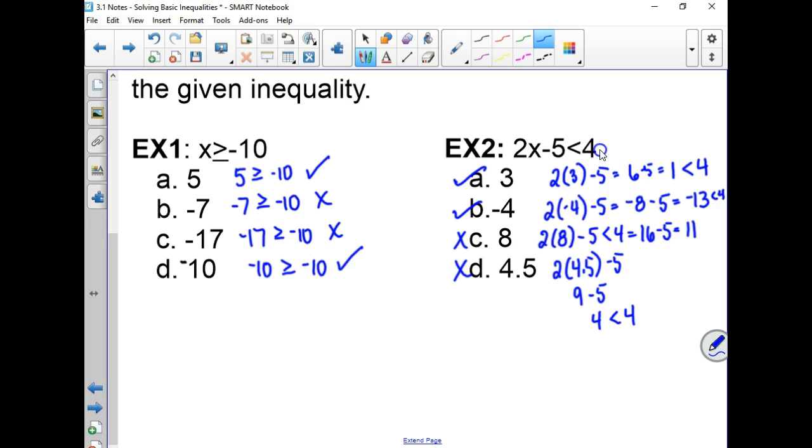So out of the 4 possible solutions here, A and B are the only ones that are actually answers to this inequality. Now, of course, there are lots of other numbers that also work here. If we plug in 1, 1 is going to be a solution. This doesn't mean these are the only ones, but 3 and negative 4 are some of the solutions that make this inequality true.